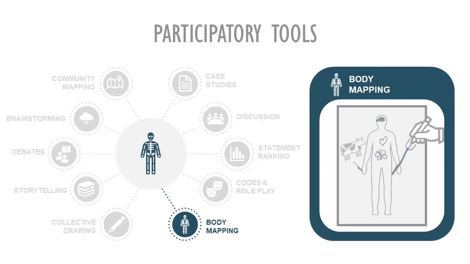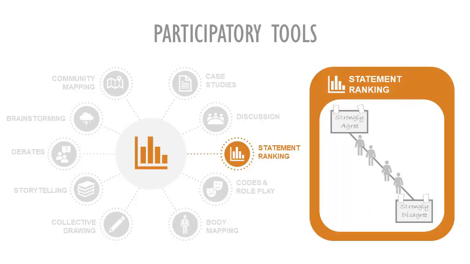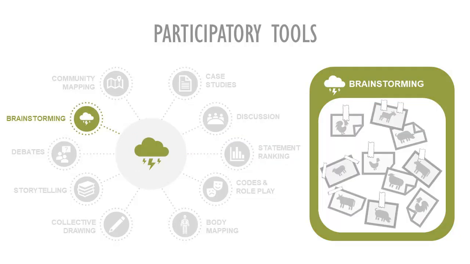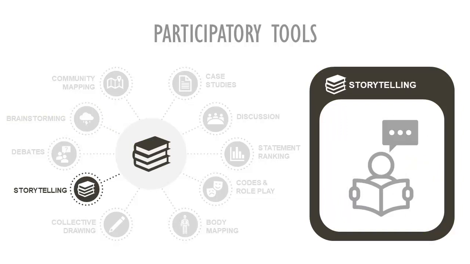Body mapping, where participants trace their body onto a large sheet of paper and indicate the external and internal influences related to their body, feelings, emotions, and more. Statement ranking, where participants demonstrate their view on an issue by ranking themselves along a continuum. Brainstorming, where participants collectively compile topics and information and may also sort or organize the information. Storytelling, where participants create a written, verbal, or illustrated story.